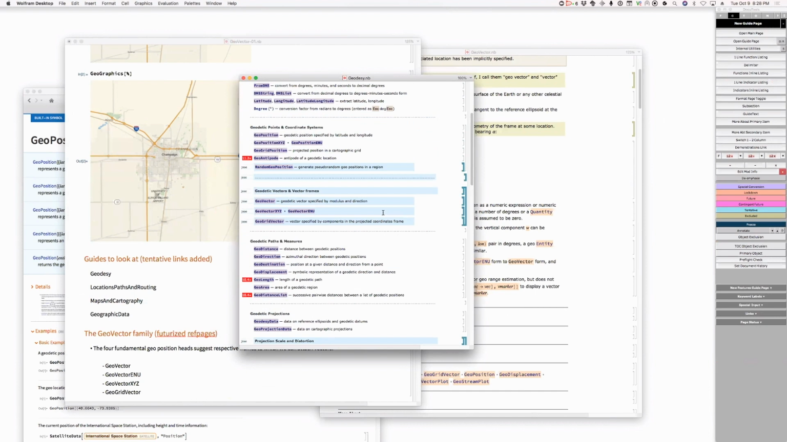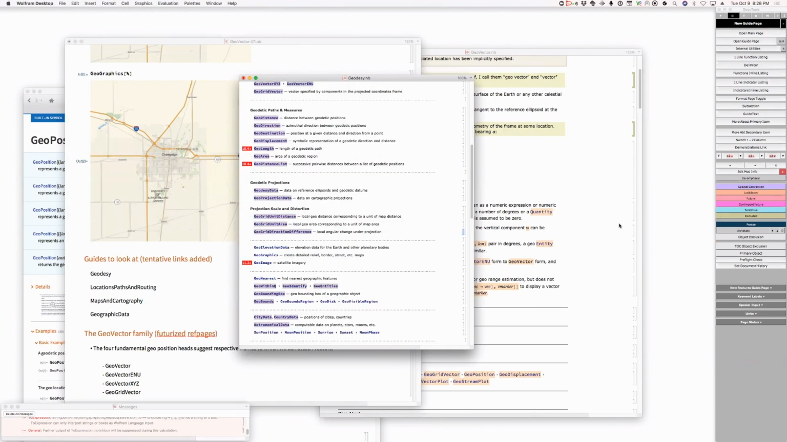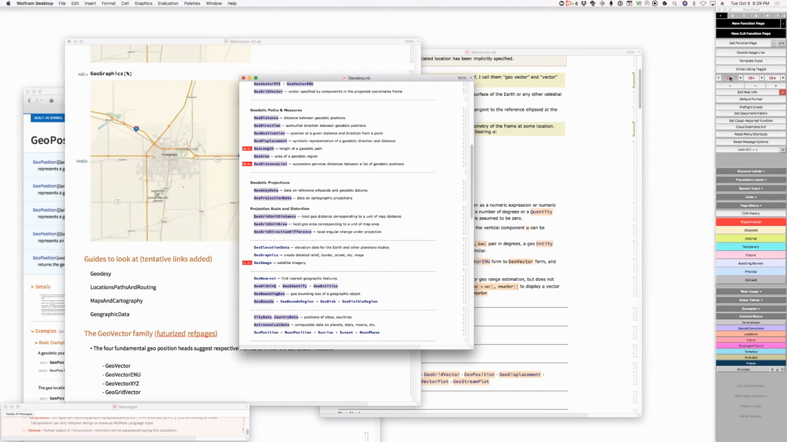I would think we want to put geodetic vectors and vector frames. Don't we want to put that underneath geopaths and measures? Maybe not, actually. To me, they are like the counterparts of the positions. Yeah, okay. Okay, looks great. By the way, for some reason that didn't give a 12 plus there. You probably want to. I cannot think. Right.